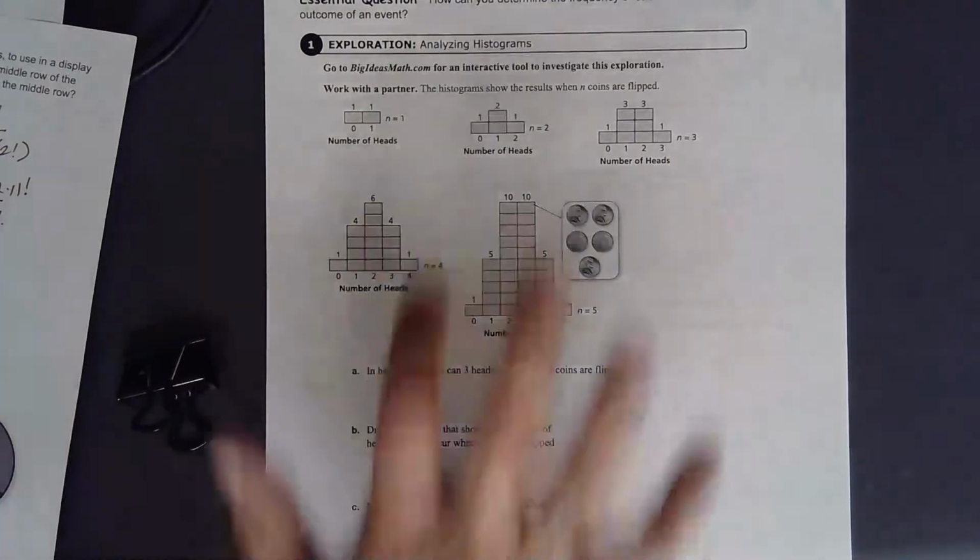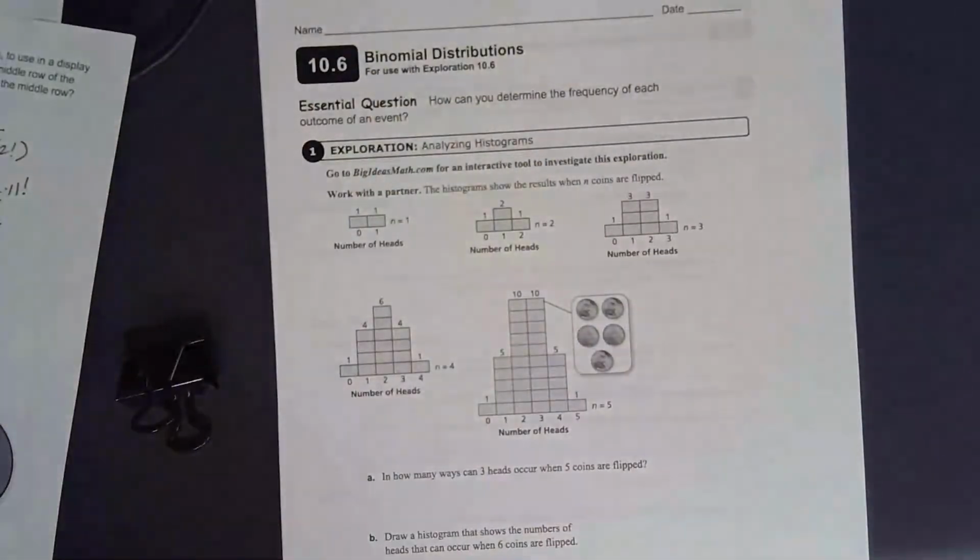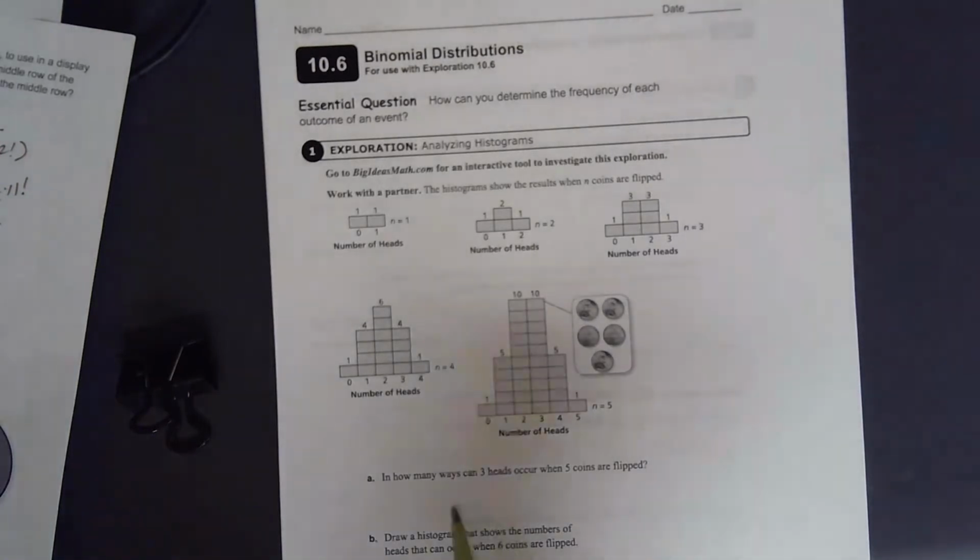Algebra 2 students, this is section 10.6 on page 308 of your student journals. We are doing the last section of our probability unit. In this section, there's actually a couple things going on, one of which we're going to omit or skip, and that's the binomial expansion.